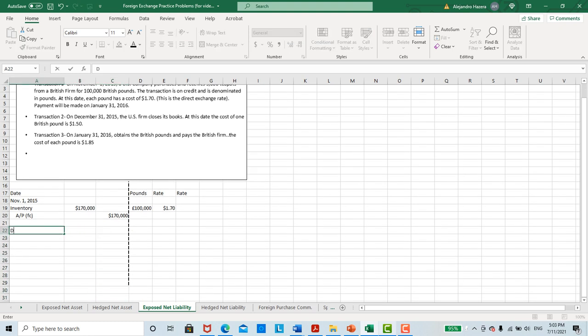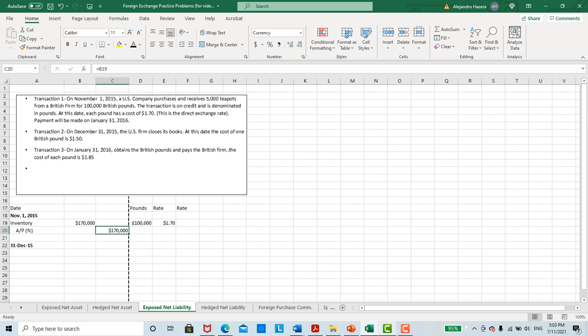Okay, so then we come to December 31, 2015. Whatever format is good, it doesn't matter. So we come to that date right there, and this is when you just close your books. Now, this is a non-hedged transaction, so you're basically exposed. That's the best way to put it.